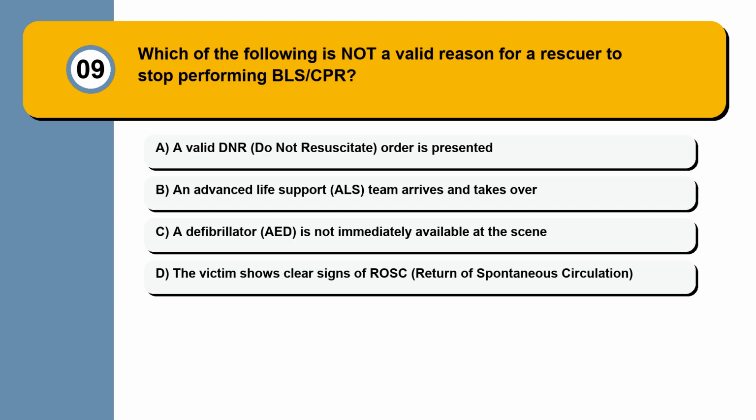Question 9. Which of the following is not a valid reason for a rescuer to stop performing BLS/CPR? A valid DNR, do not resuscitate, order is presented. An advanced life support, ALS, team arrives and takes over. A defibrillator, AED, is not immediately available at the scene. The victim shows clear signs of ROSC, return of spontaneous circulation.